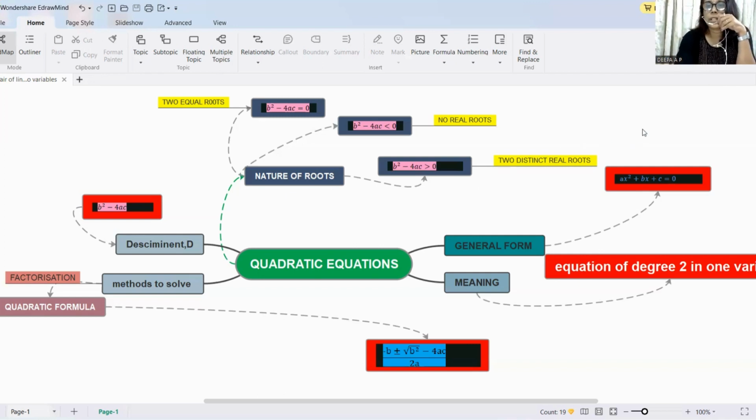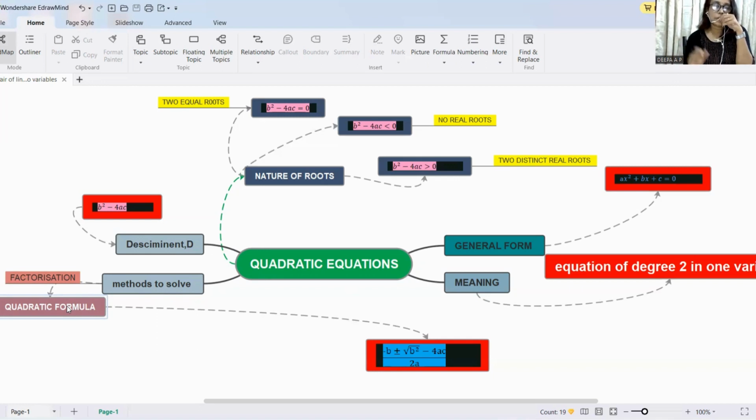So next one is, discriminant is b square minus 4ac. Now, how many methods are there for solving these quadratic equations? Okay, that is the next one. See, first one general form, second one meaning, third one discriminant, fourth one methods to solve. How many methods are there? You can factorize, either factorization method or the quadratic formula. Two methods are there.